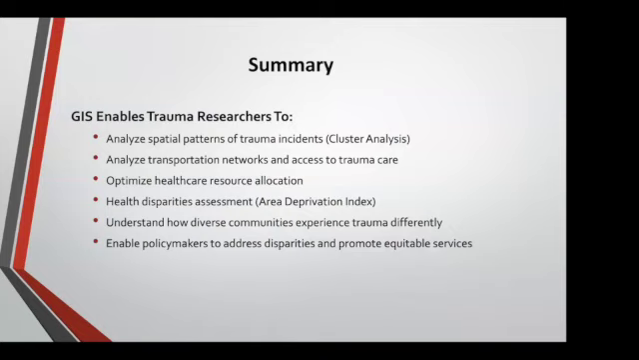So in summary, GIS enables researchers to do a lot of different things, analyze spatial patterns of trauma incidences. That's one of the bread and butter of looking at cluster analysis and identifying very specific areas where certain types of trauma are existing. Analyze transportation networks and looking at access as a whole. That's mainly the work we've been doing at Center. Optimizing healthcare resource allocation, whether it's understanding where we need to start building our new trauma centers or where we need to start allocating EMS resources. Looking at health disparities assessments such as the ADI, Area Deprivation Index, we can build those types of measurements.